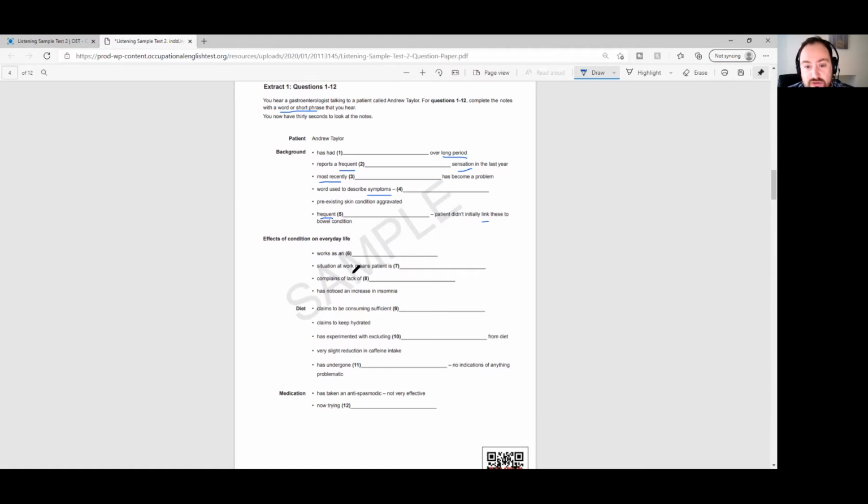Okay, moving on to number 6. This is a good one. Works as an. This is an interesting one for lots of reasons. Works as, we're listening for his job. Paraphrase, it's not going to have exactly that, but it might talk about his job, his occupation, things like that. And this is really interesting here, because we know the job starts with a vowel, A, E, I, O, U. So what job starts with A, E, I, O, U? An engineer. Maybe he works as an engineer. That could be a good answer, but we're already listening.